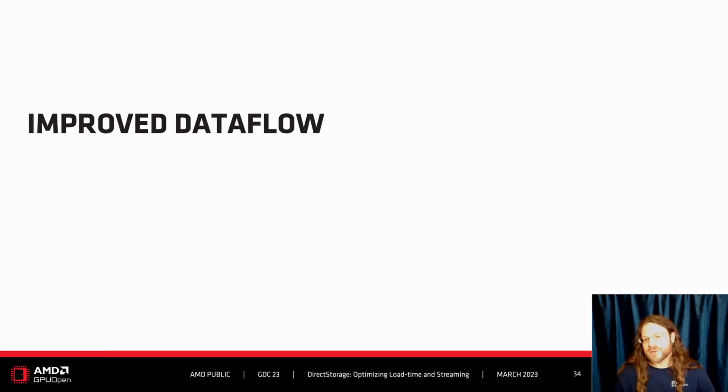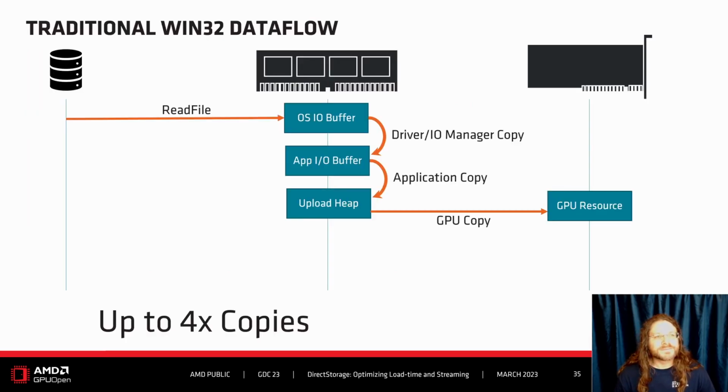So in what other ways does direct storage improve data flow? Well, let's first go over what traditional Win32 data flow looks like. First, the application reads a file or requests to read a file. The data goes into an OS IO buffer. The driver or IO manager copies that into the application IO buffer, and then the application copies it into an upload heap, and that is followed by a GPU copy into the GPU resource, and this is up to 4 copies.